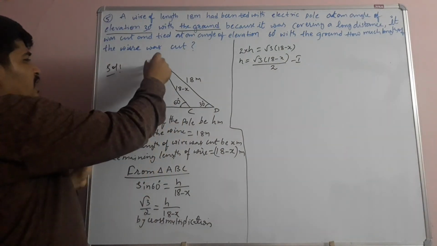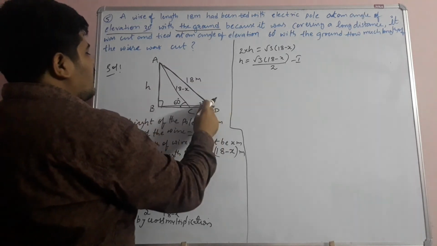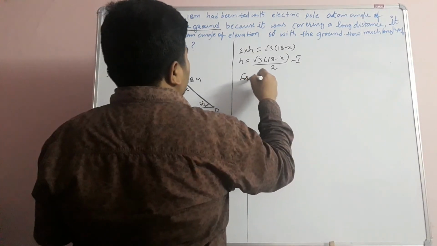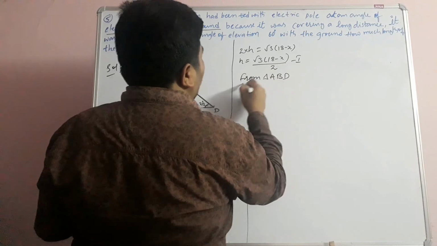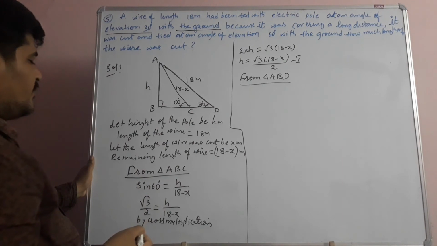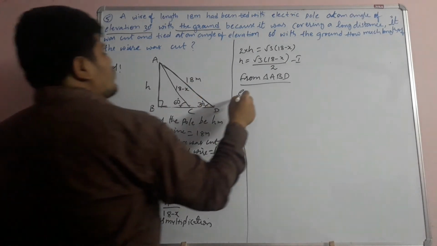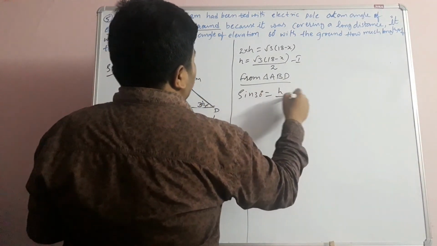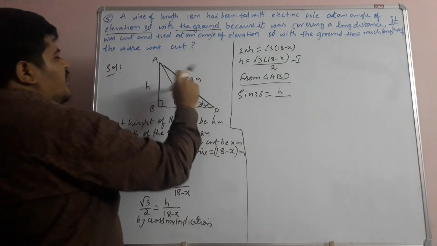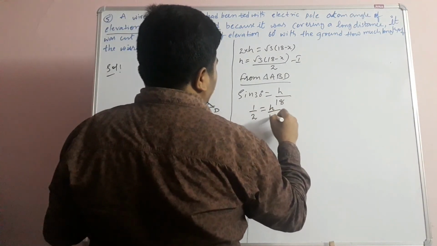Now children, observe triangle ABD. So from triangle ABD, what can we write? Here the angle of elevation is 30 degrees. Okay, so sine 30 degrees is equal to the opposite side by the hypotenuse. The opposite side to this angle is h and the hypotenuse is 18 meters. So what is the sine 30 value? Half, that is equal to h by 18.